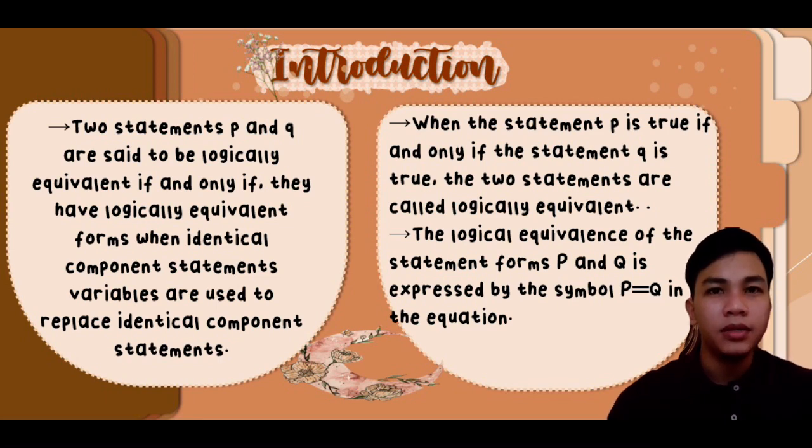For example, when the statement P is true if and only if the statement Q is true, the two statements are called logically equivalent. Besides that, the logical equivalence of the statement forms P and Q is expressed by the symbol P ≡ Q in the equation.